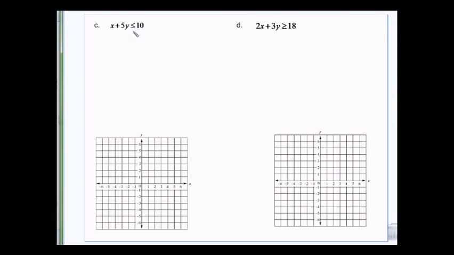These have the less than or equal to or greater than or equal to, so I can use a solid line. I still have to put them into the correct format. So I move that x over, it's now negative. Divide by 5. I get y is less than or equal to negative 1/5 x plus 2. So I'm going to start at 2, and I'm going to go down 1 and over 5. 1, 2, 3, 4, 5.